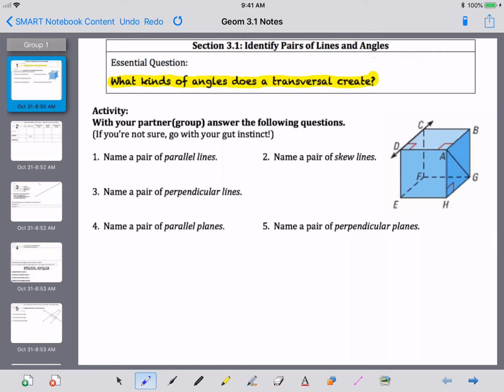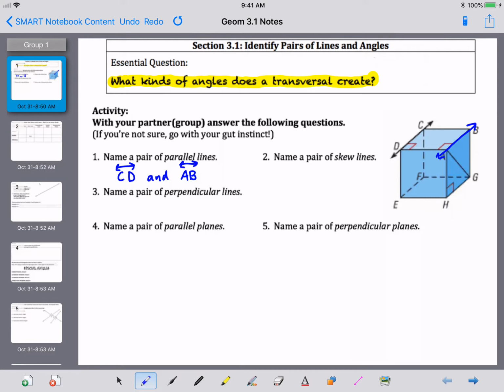Using this cube to the side here, first example, we're going to name a pair of parallel lines. Remember, parallel lines never intersect. So I'm going to use line CD, and then parallel to that line, we would have this line over here, line AB. Those would never intersect.